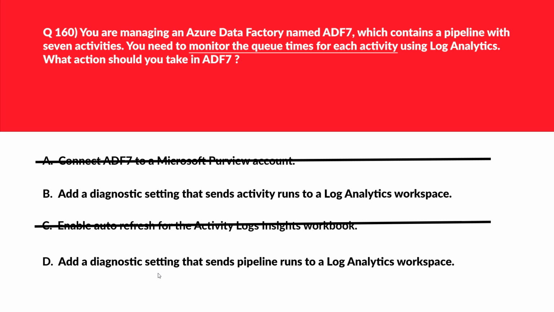D says add a diagnostic setting that sends pipeline runs to a Log Analytics workspace. Adding this diagnostic setting monitors pipeline runs but does not provide the detailed activity run logs needed to monitor queue times. Again, we'll reject this option. We'll lock option B as the right answer.